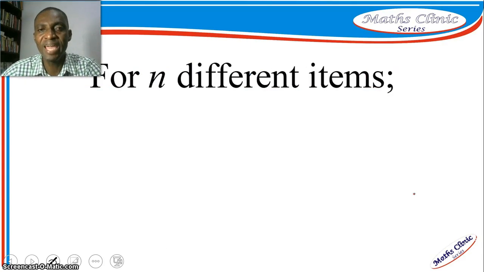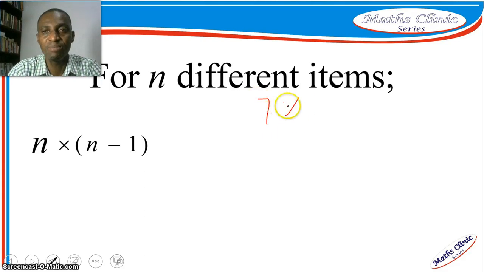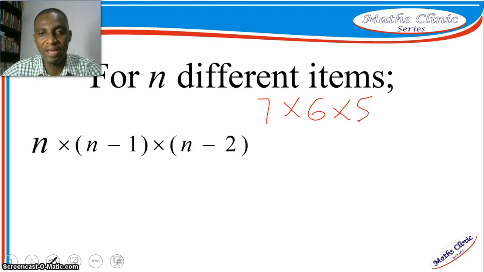So what if I have n different items? Then I'll write n times n minus 1, because if it is 7, we'll say 7 times 7 minus 1 is 6, times 7 minus 2 is 5, 7 minus 3 in that order. So the same thing applies here.